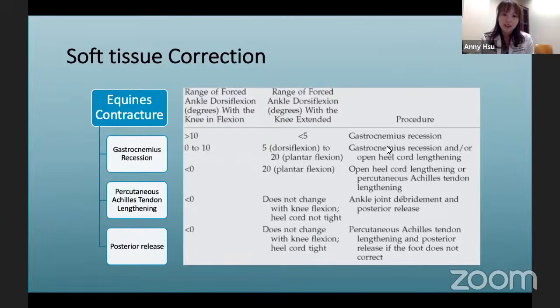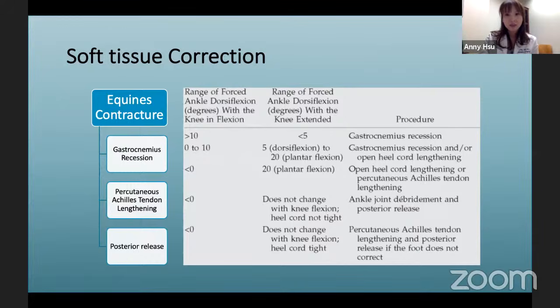However, keep in mind that sometimes you can have an extensive amount of stiffness where your ankle does not dorsiflex beyond neutral, but the heel cord doesn't feel tight. And I think in this particular situation, it happens with residual clubfoot deformities that were previously corrected or post-traumatic deformities. They can develop a very extensive amount of posterior capsule scarring. So a posterior capsule release is needed, and sometimes even an ankle joint debridement is needed as well.